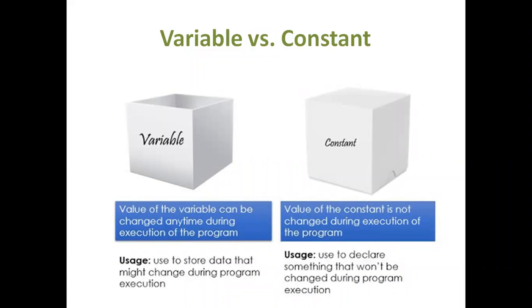A variable is a value which can be changed anytime during the execution of a program. Therefore, it is used to store data that might change during program execution. However, constants are those values that do not change during program execution. Therefore, they are used to declare something that won't be changed during program execution.